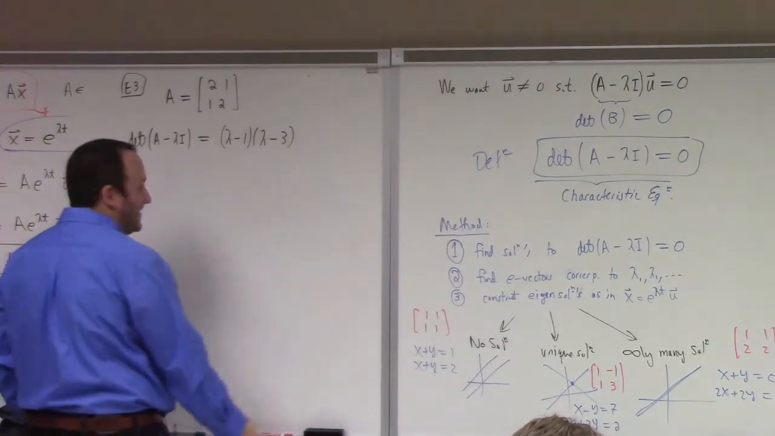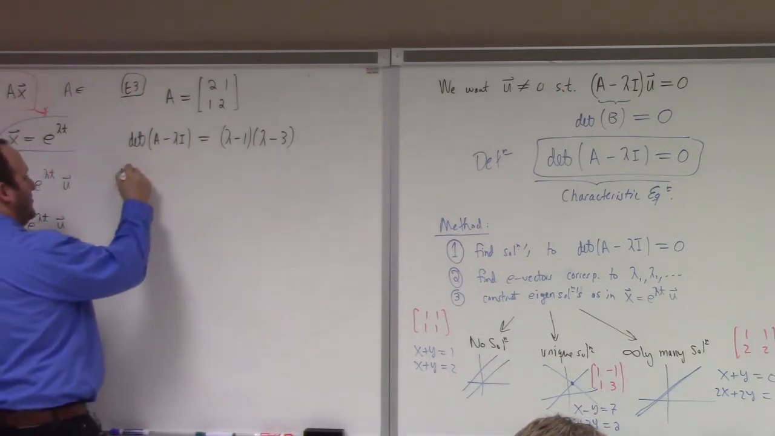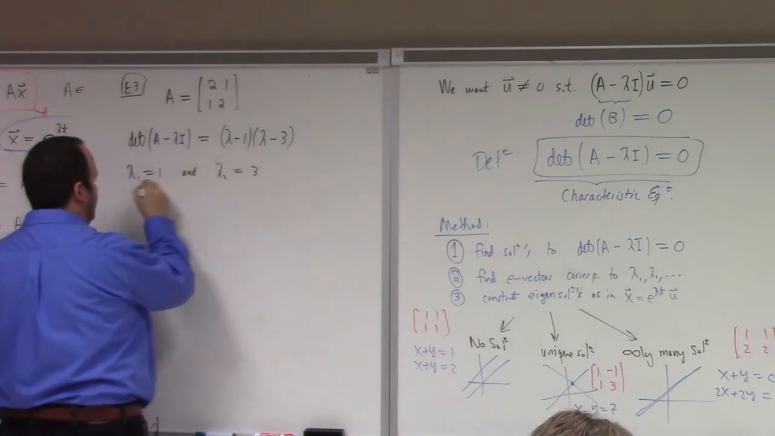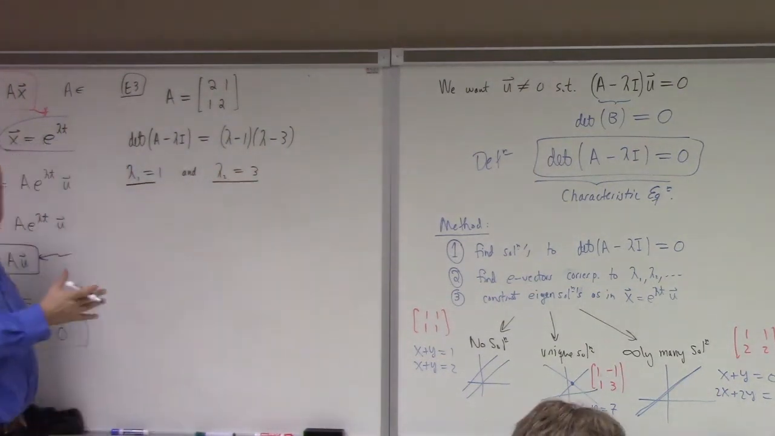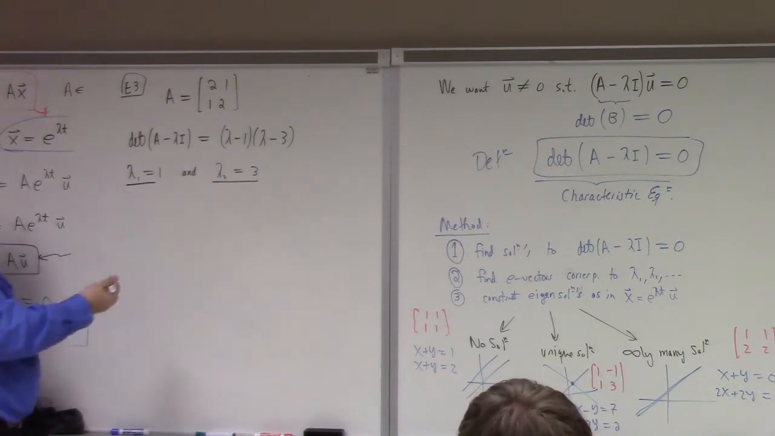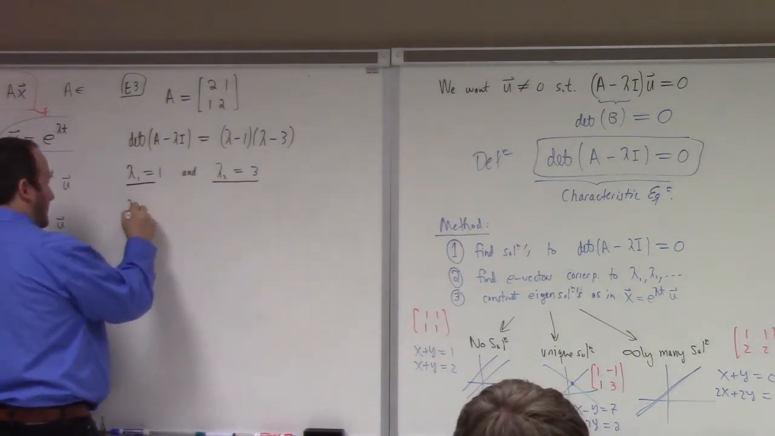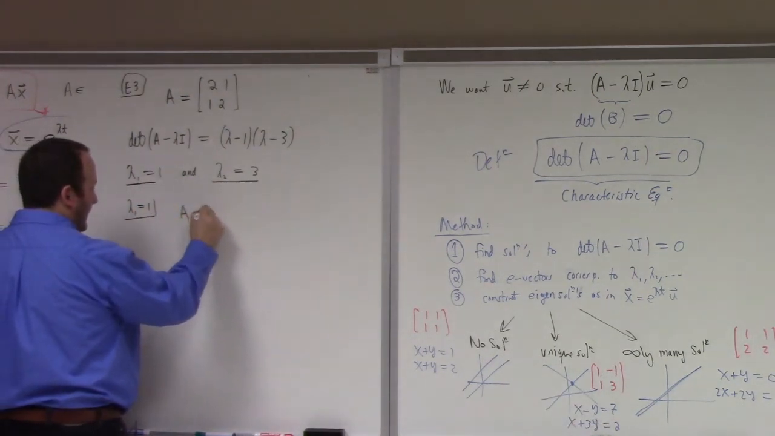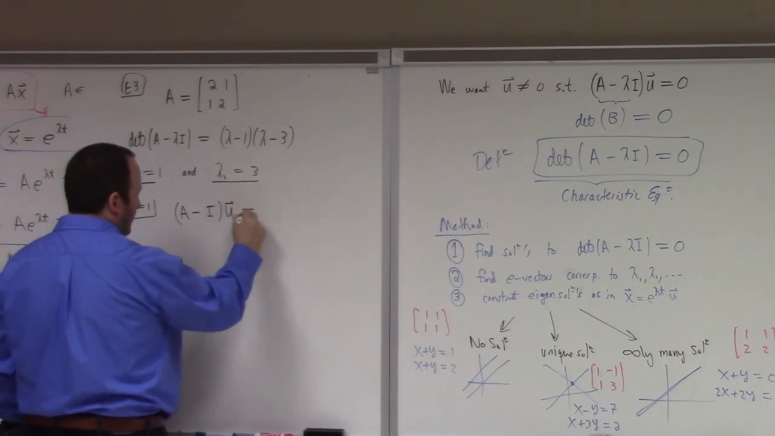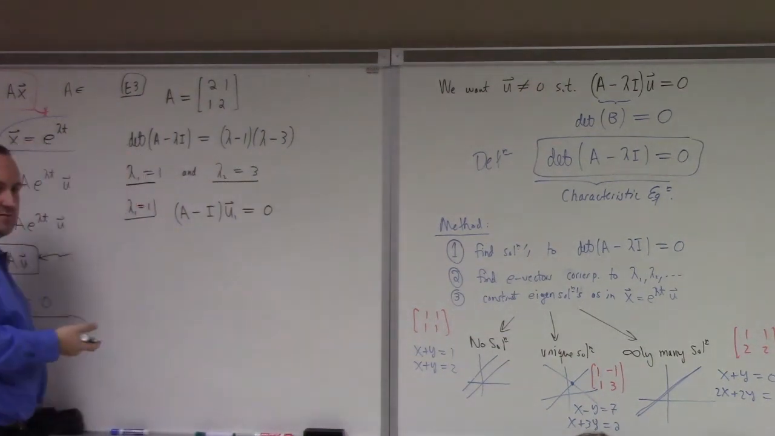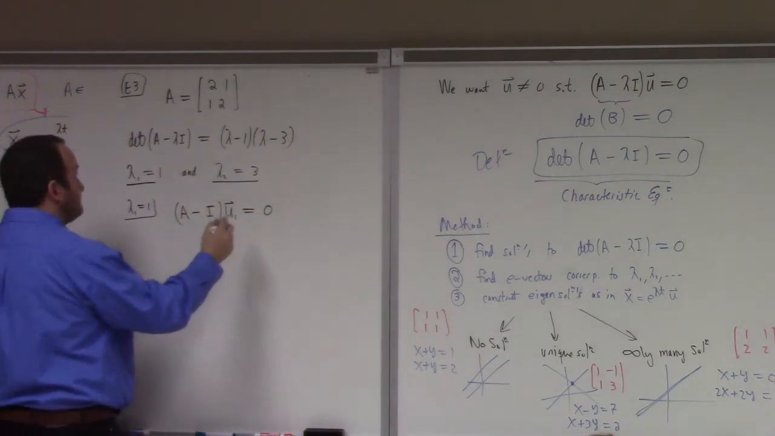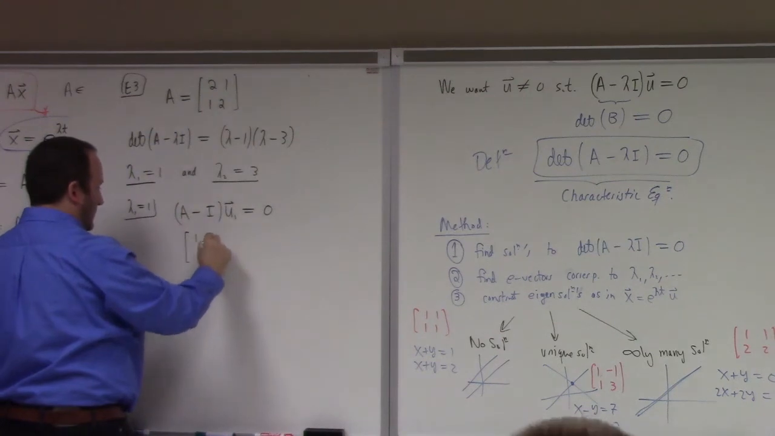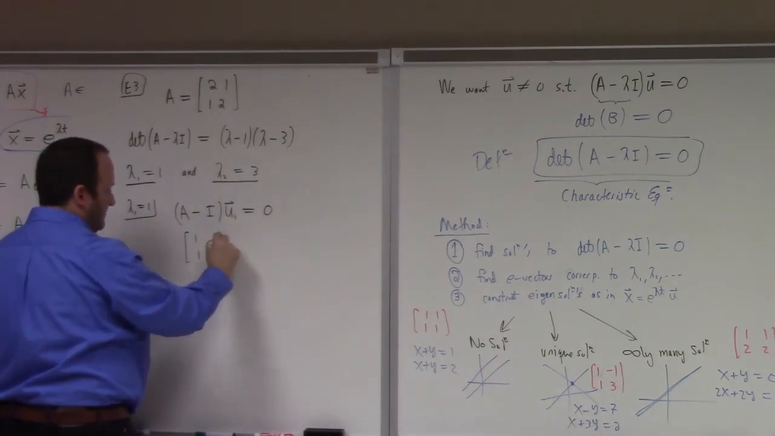But I hear you. Okay, so we have lambda 1 equals 1, and lambda 2 equals 3. These are my eigenvalues, right? Now I need to find the eigenvectors. So let's start with lambda 1 equals 1. We need to look at A minus I times, let's say, U1 equals 0. This is the equation I need to find solutions to. What is A minus I? It's 1, 1, 1, 1.